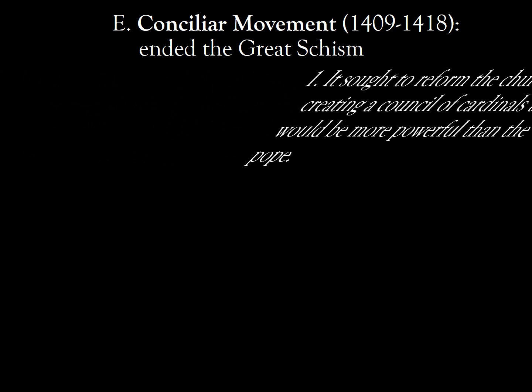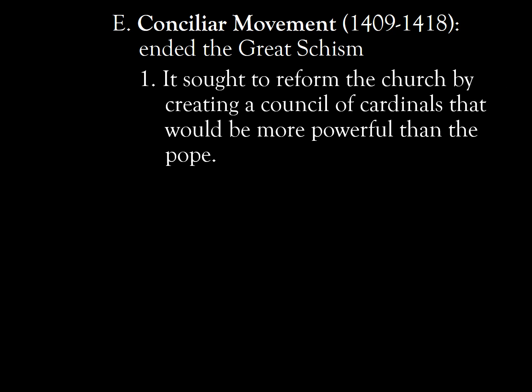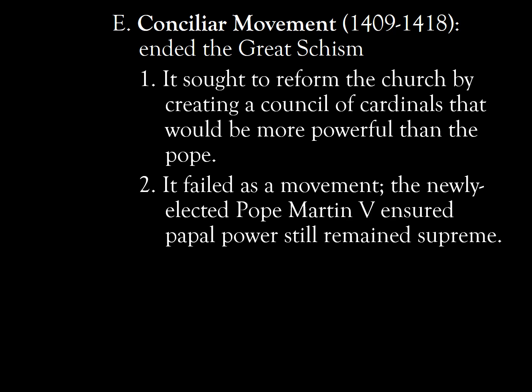Another problem in the midst of the Great Schism was the Conciliar Movement. It was attempting to end the Great Schism by ultimately trying to reform the church by creating a council of cardinals that would be more powerful than the Pope himself. It failed, however, as a movement. The newly elected Pope Martin V in 1418 ensured that papal power still remained supreme.